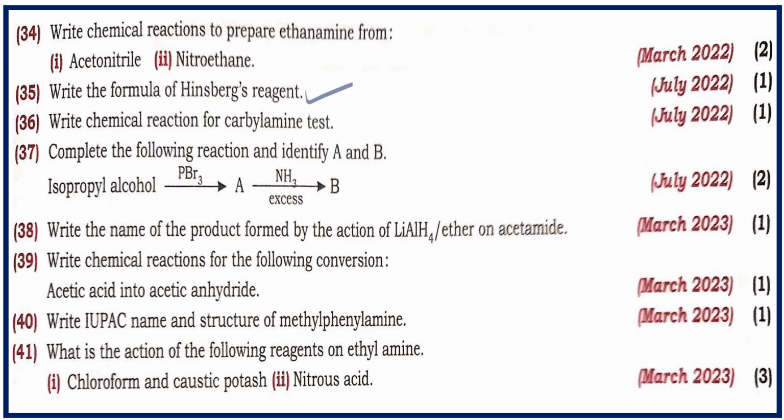See guys, Hinsberg's reagent. Just a few minutes back I told you about Hinsberg's reagent used in Hinsberg's test. Carbylamine test, popular test for primary amines. This is also called as isocyanide test. See friends, here the same isocyanide test is asked in this way. Effect of this reagent on ethylamine. Ethylamine is a primary amine, and here instead of naming that reaction, they are given in this format. So here one should not get confused with the things.